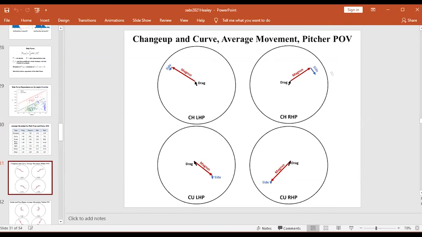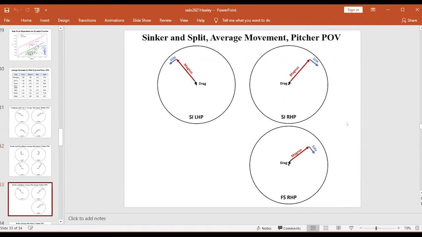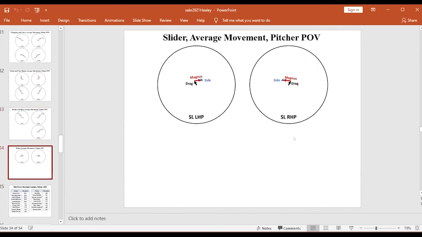If we look at the changeup, we see that the side force gives us arm side movement and down. The curveball down here has very little side force. If we look at the cutter and the four-seam, they give us glove side for the side force. The sinker, as we said, gives us the most side force, and it's also arm side and down. The split looks a lot like the changeup, as you'd expect. And the slider, on average, has very little side force, as we see here.